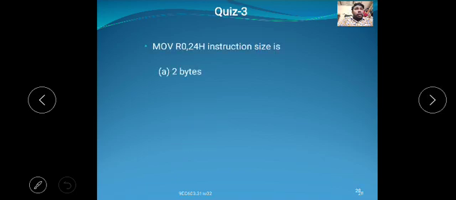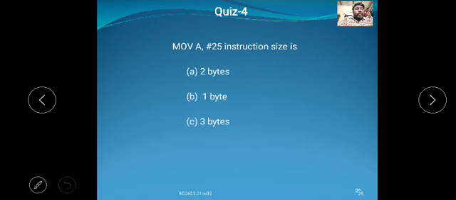MOV R0, #24H: is the instruction size 1 byte, 2 byte, 3 byte or none? It is a 2 byte instruction. MOV A, #25H: is the instruction size 2 byte, 1 byte, 3 byte, or none? It is 2 bytes.